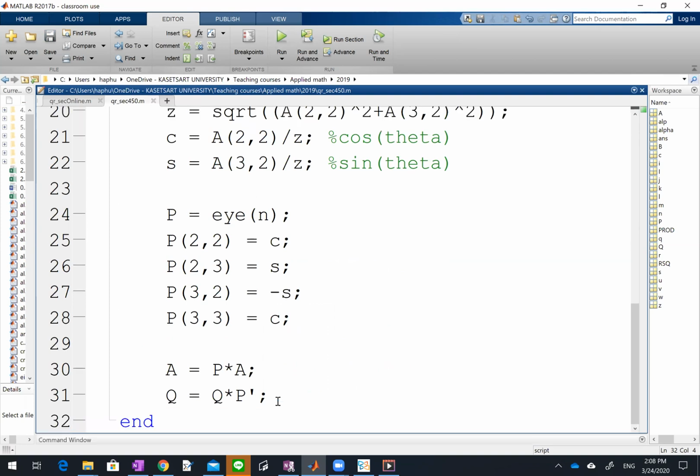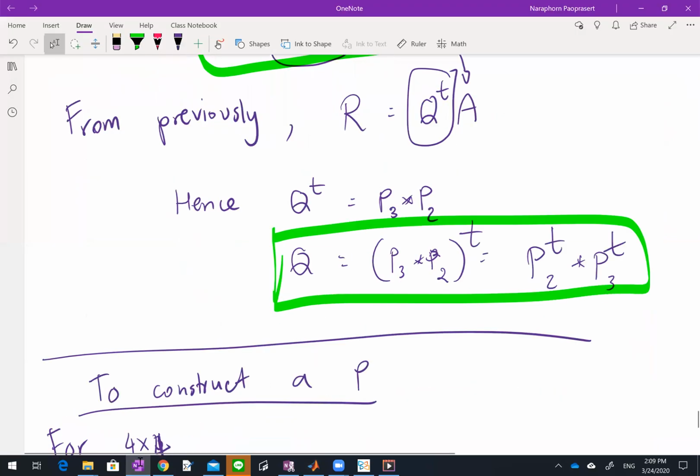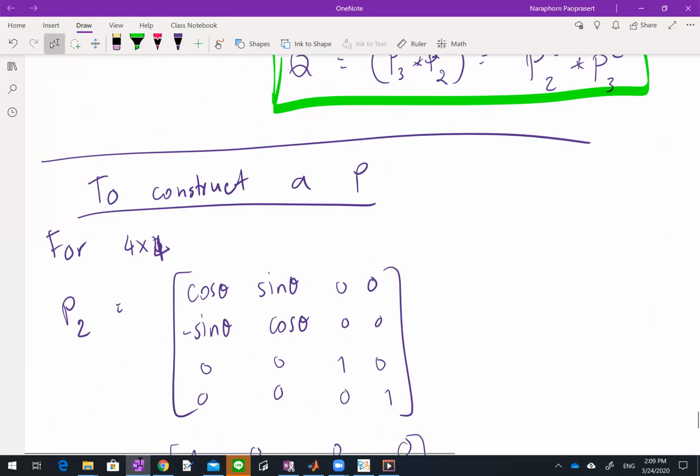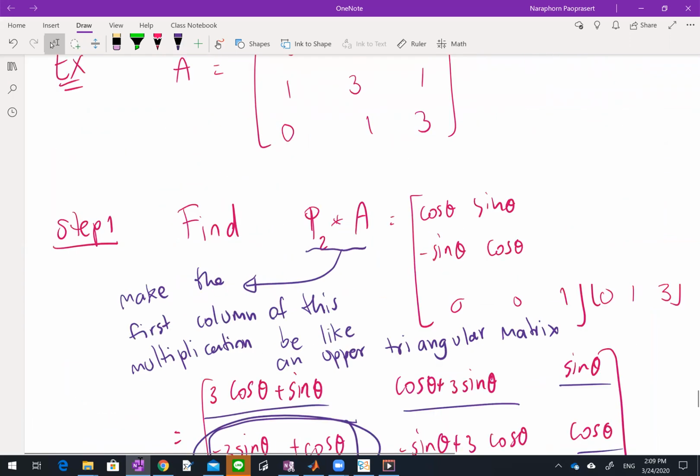Oh, and then after I have my Q, I update my A to be R times Q. So after I calculated my R and my Q, what I have to do is update my A, as mentioned earlier here.